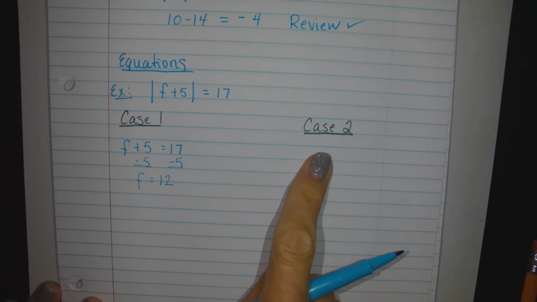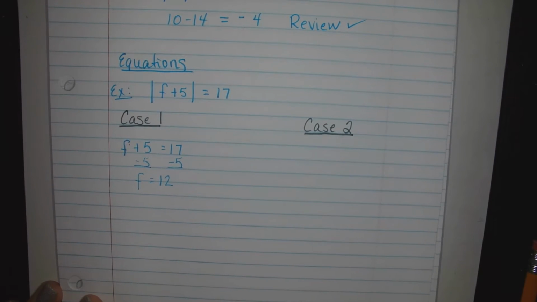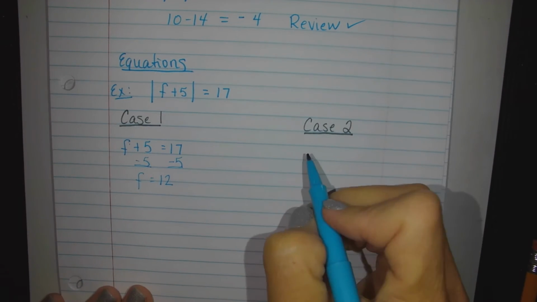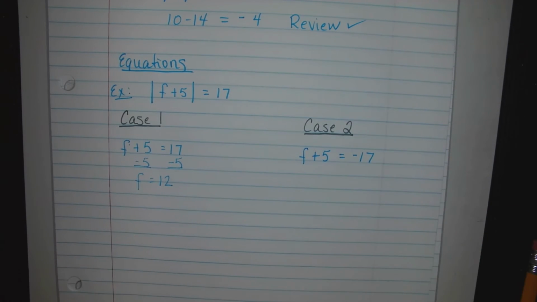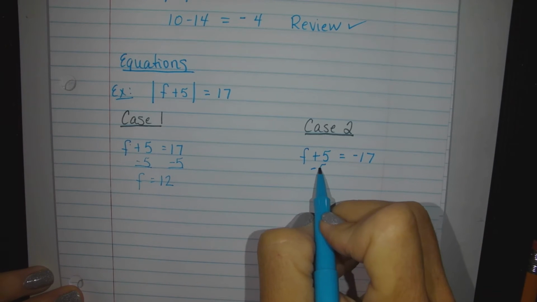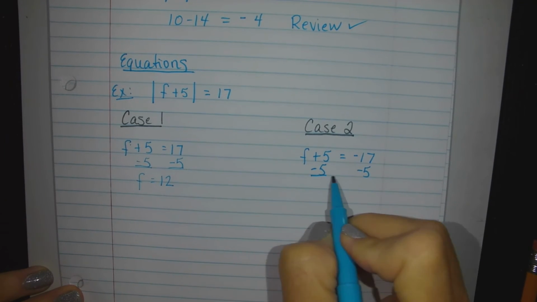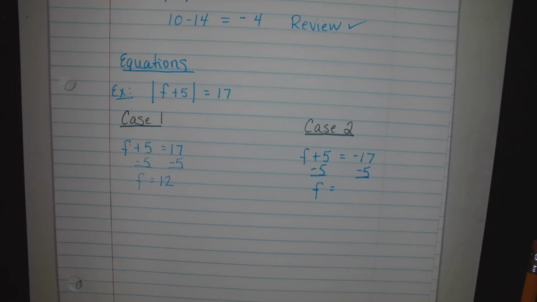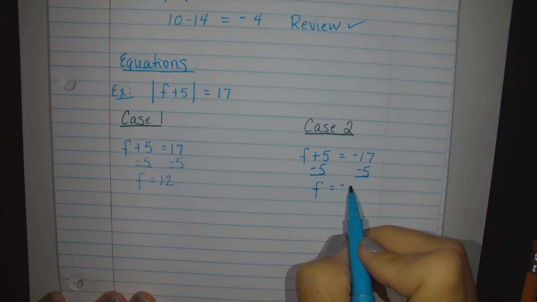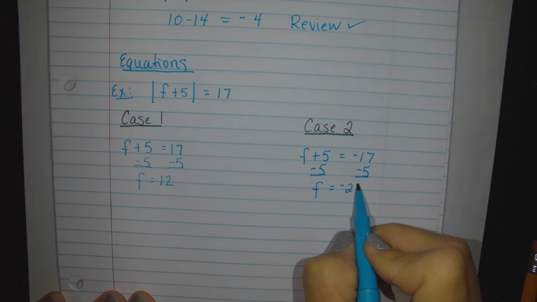All right. Does anybody have an idea what case 2 is going to be? You remember the distance to 0? Yes. F plus 5 equals negative 17. And guys, that's it. Caden, it's the same step, right? Subtract 5. But do you see how the answer is different? Negative 17 minus 5 is negative 22.